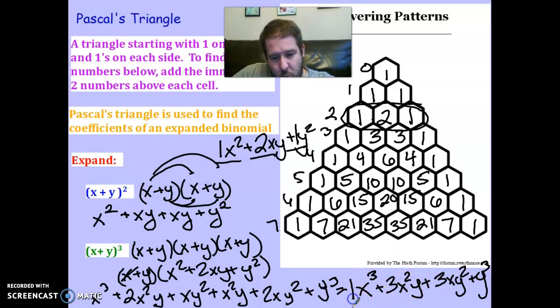And then you'll notice this is 1, 3, 3, 1. That's not a coincidence. 1, 3, 3, 1 happens to be all the numbers in Pascal's triangle. So to do cubed, you would just go to the third row, 0, 1, 2, 3. Technically, if you want to think of it this way, look at the fourth row. But that's like the 0th row. So all you have to do is look at that next row.